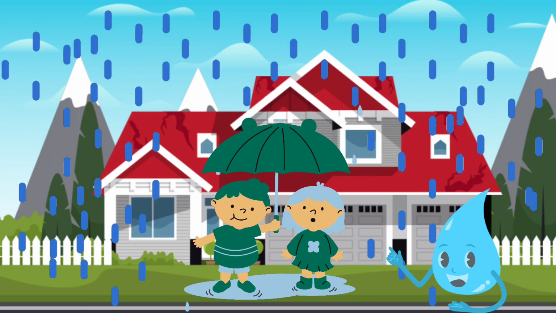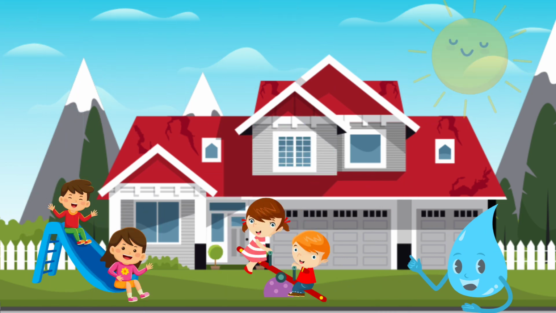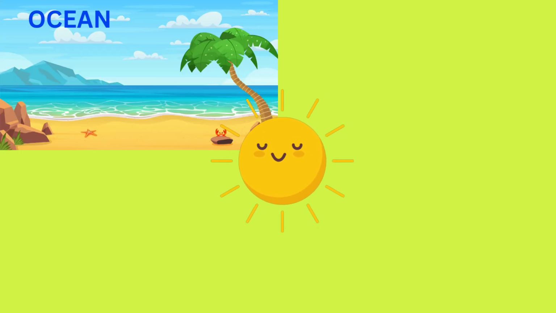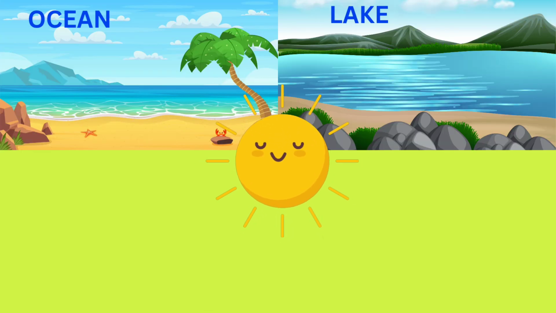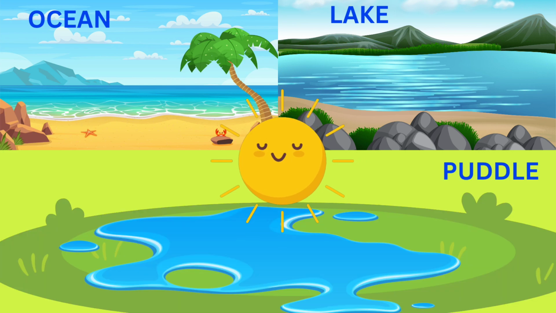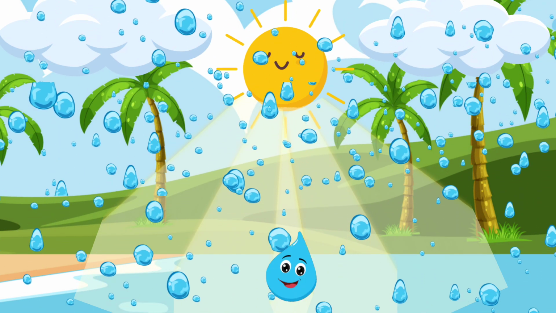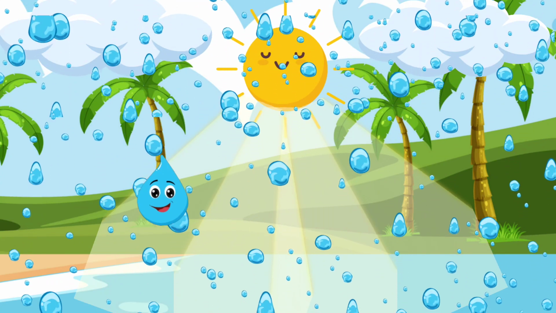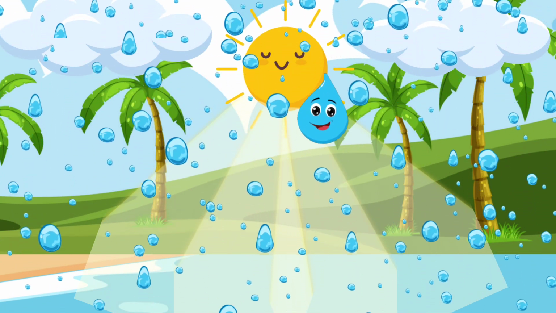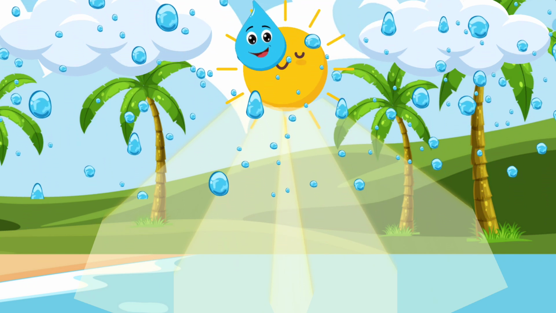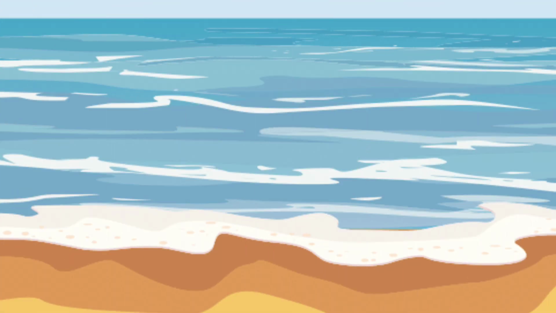Have you ever wondered where rain comes from? Or where water goes after it falls? The sun heats up water in places like oceans, lakes, or puddles, turning it into vapor. Drippy feels warm and floats up into the sky as a gas, saying, "Wow, I'm so light now. The sun gives me energy to rise up and become invisible water vapor."